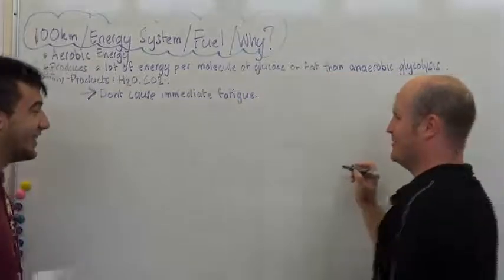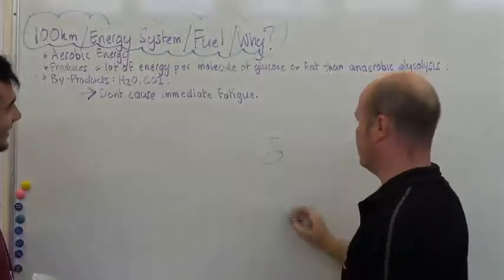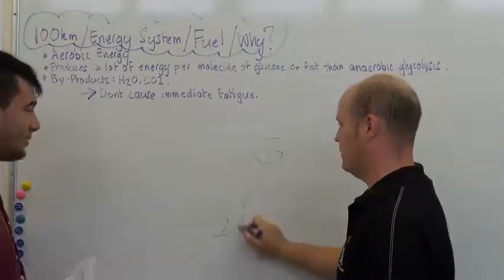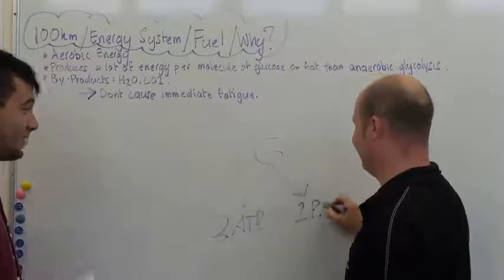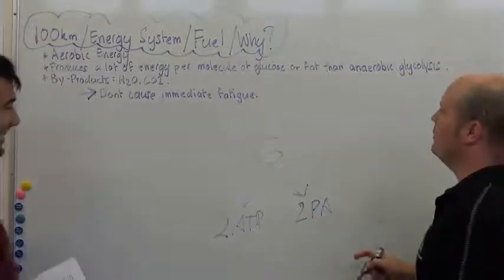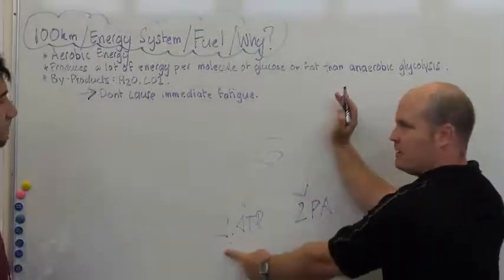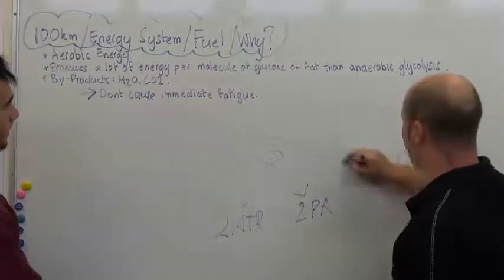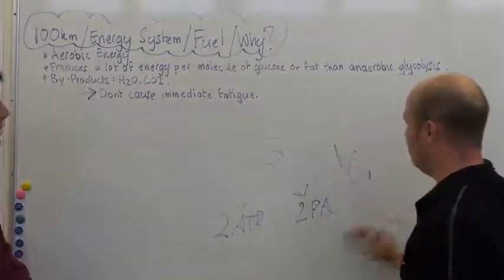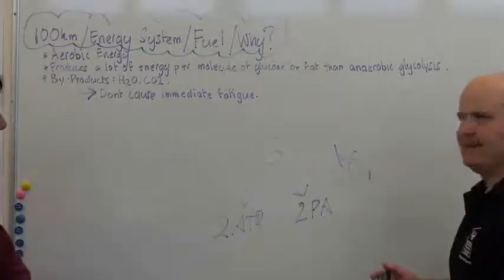Okay, so when we break down glucose by glycolysis, we end up with 2 ATP. Good. And 2 pyruvic acid molecules. Good. So if it's anaerobically, without oxygen, that's how much we get. So 2 ATP. But if we have oxygen, then our pyruvic acid molecules go into the mitochondria.